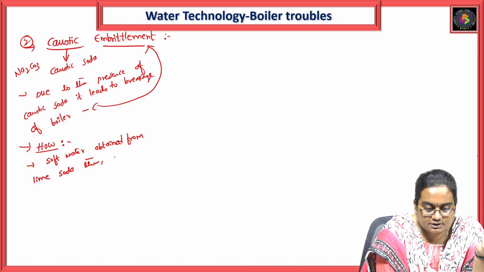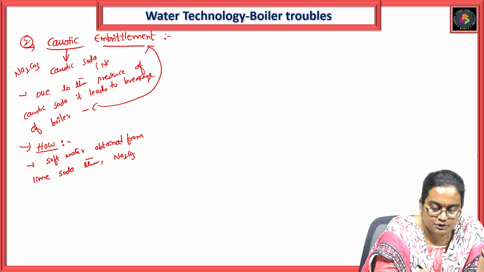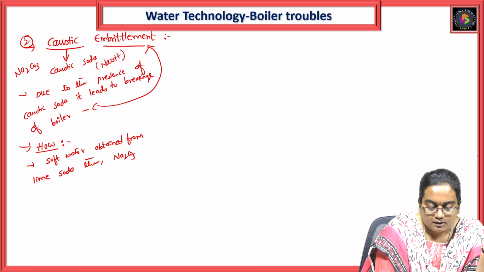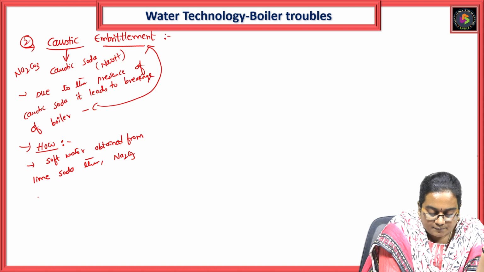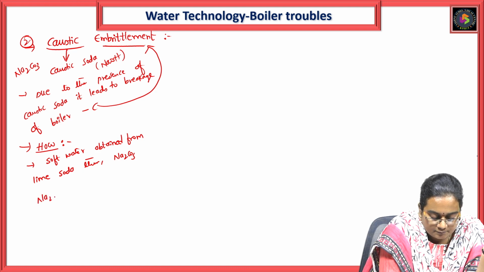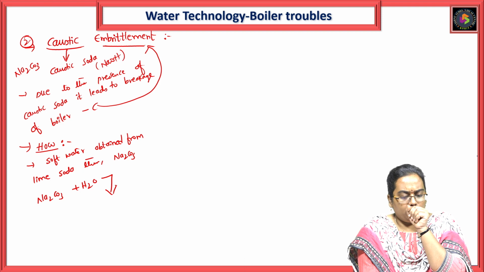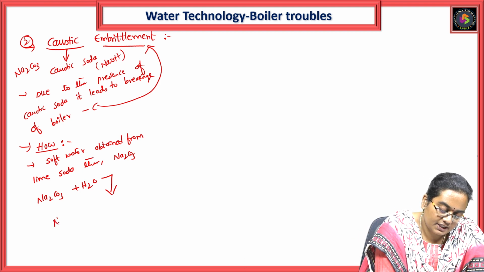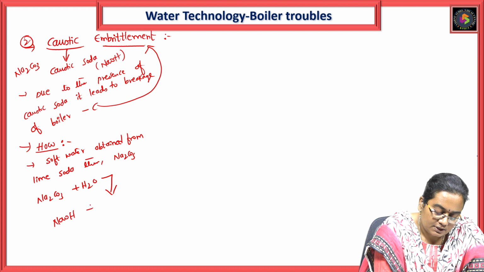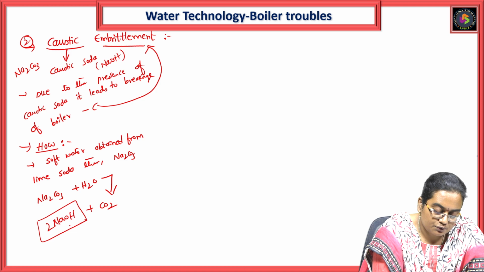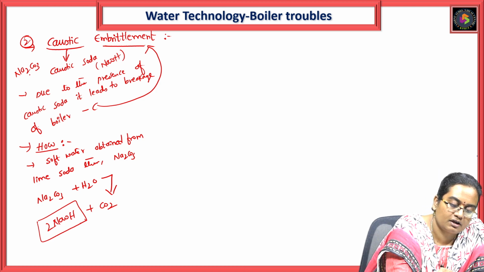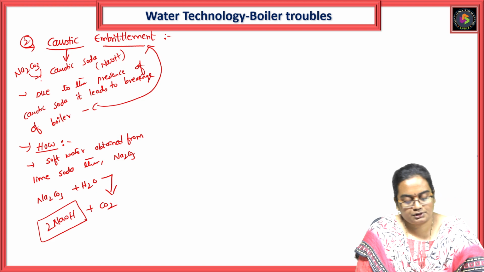So your water consists of Na2CO3. Okay, so then what is happening here? This Na2CO3 is undergoing hydrolysis to liberate caustic soda, that is NaOH plus CO2. So this is your caustic soda, NaOH. From the sodium carbonate, you are going to get your caustic soda here.